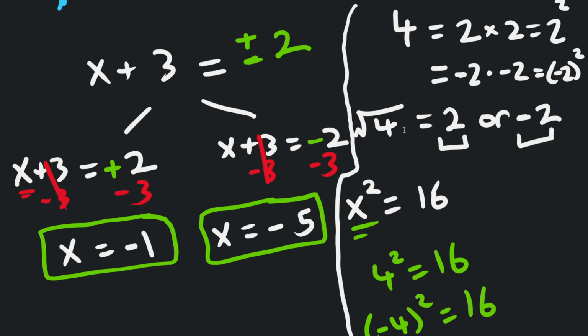So that's how you solve equations with perfect square trinomials in them. The first step is to make sure that it is a perfect square trinomial. And if it is, then you know immediately how to factor it. And then you could go ahead and take the square root of both sides. Don't forget about the plus minus, and then solve for x.